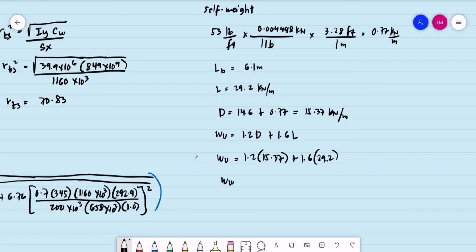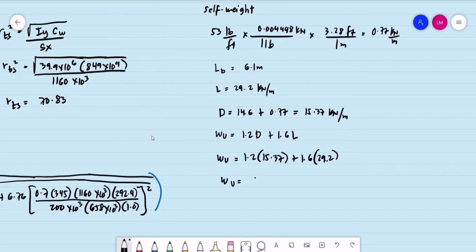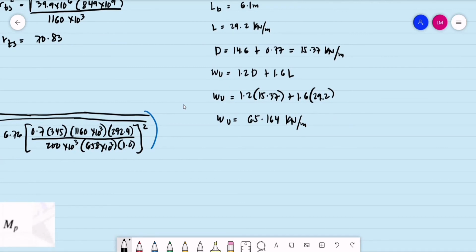So the ultimate uniform load is 1.2 of 15.37 plus 1.6 of 29.2. It should be 1.2, not 12. So we have that as 65.164 kilonewtons per meter.